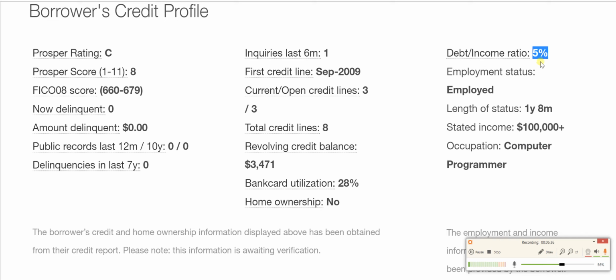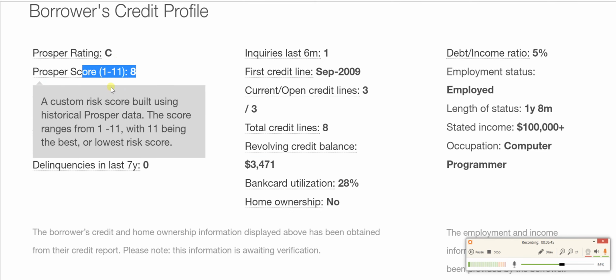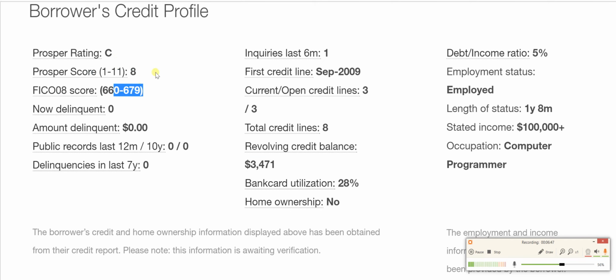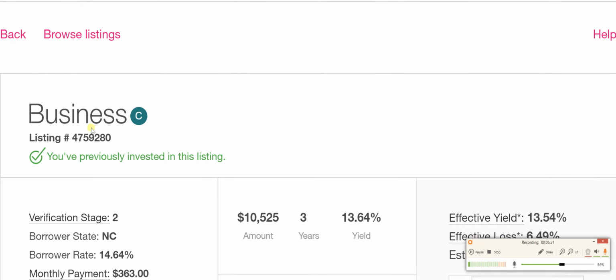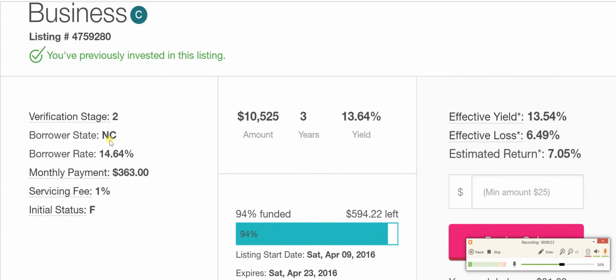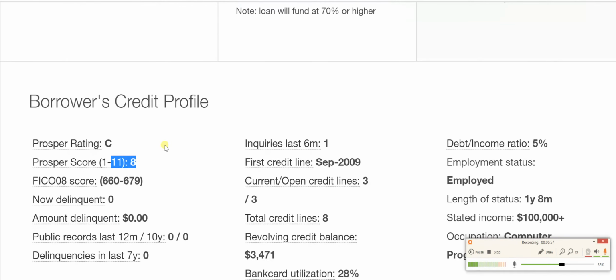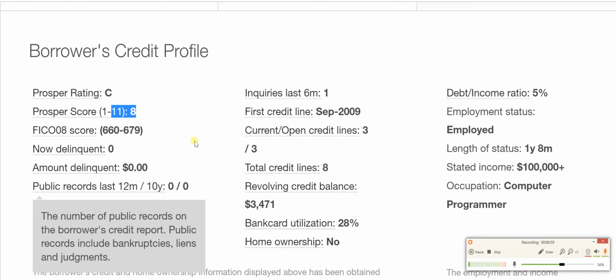So they might be living on site where they work. They are utilizing 28% of their credit, so they probably have a $12,000 credit, and they have an okay FICO and a good Prosper score. And they're looking to start some kind of business, it looks like, or maybe just invest in some business. But overall, I think this is a pretty worthy investment.